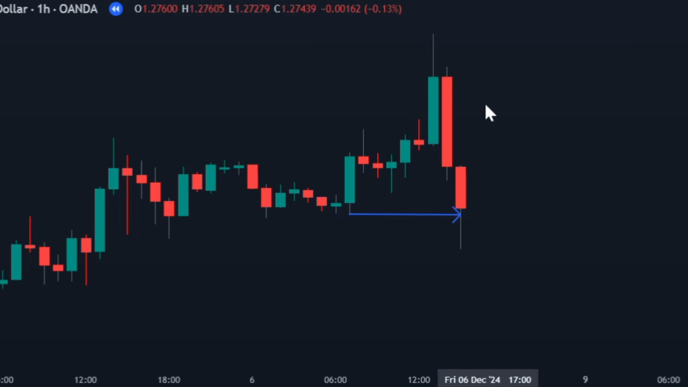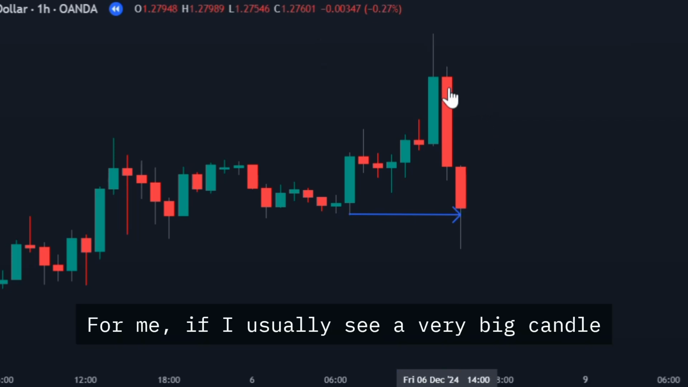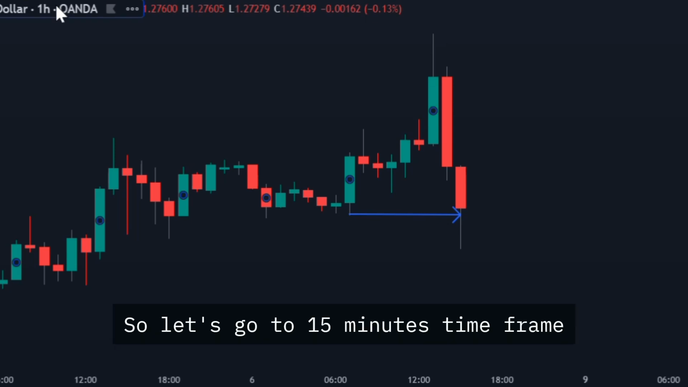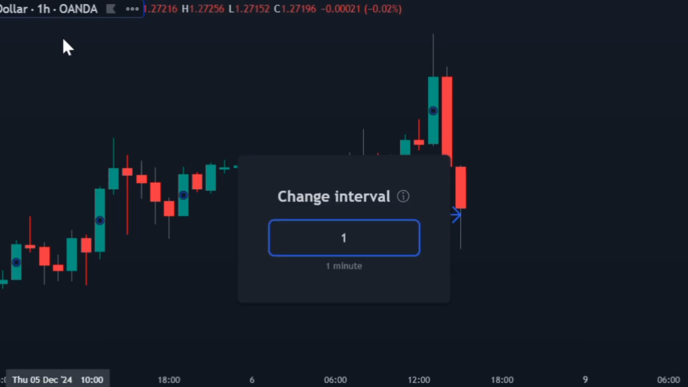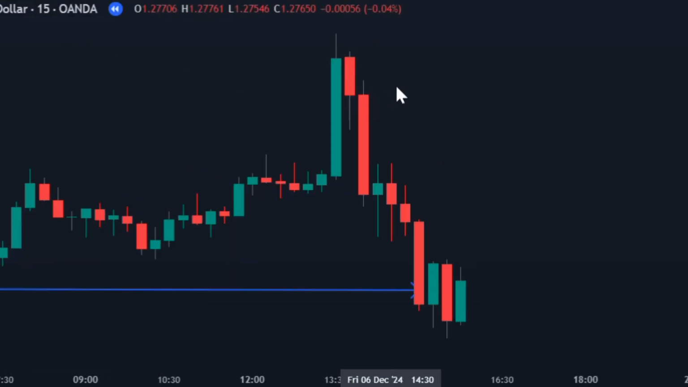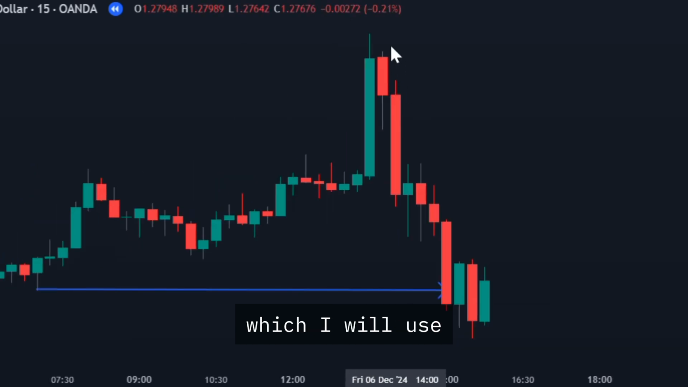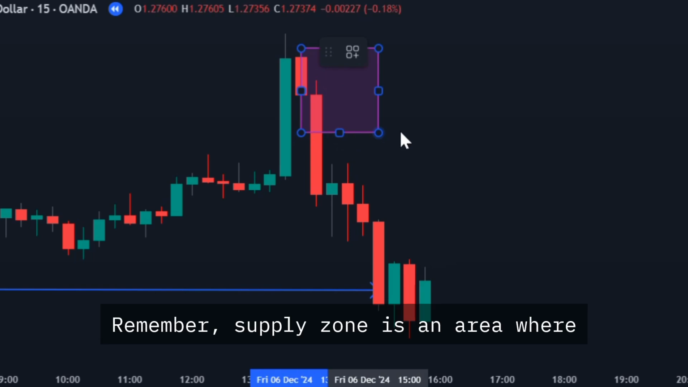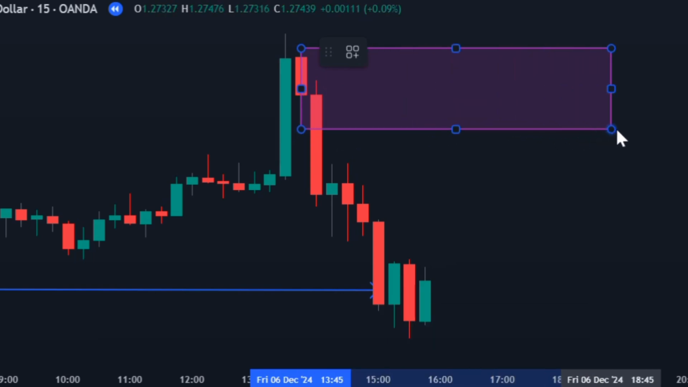So what you wanna do, for me, if I usually see a very big candle, which I cannot draw, I usually drop to a lower time frame, like the 15 minutes time frame. So let's go to the 15 minutes time frame. The candle which I will use is this one, the small one. Leave alone this one. I mark this one as a supply zone. Remember, supply zone is an area where we sell.